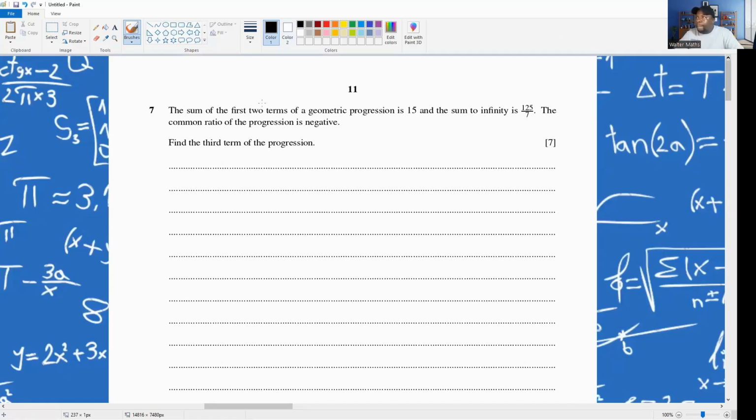It says, the sum of the first two terms of a geometric progression is 15, and the sum to infinity is 125/7. The common ratio of the progression is negative. Find the third term of the progression. All right. Let's make use of the information given. They've told us that the sum of the first two terms, so sum to 2, is 15. So we have that information. And they've told us that the sum to infinity is 125/7. So this is the information we have.